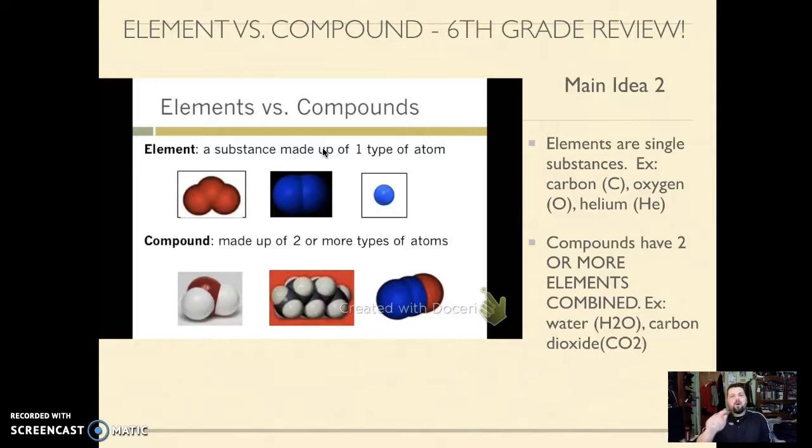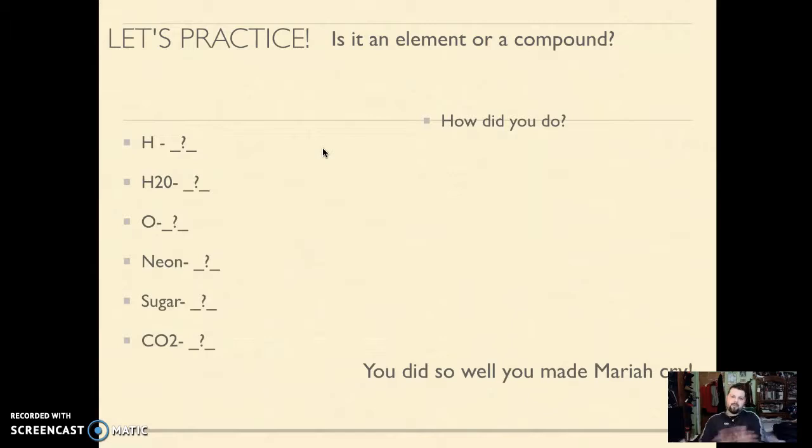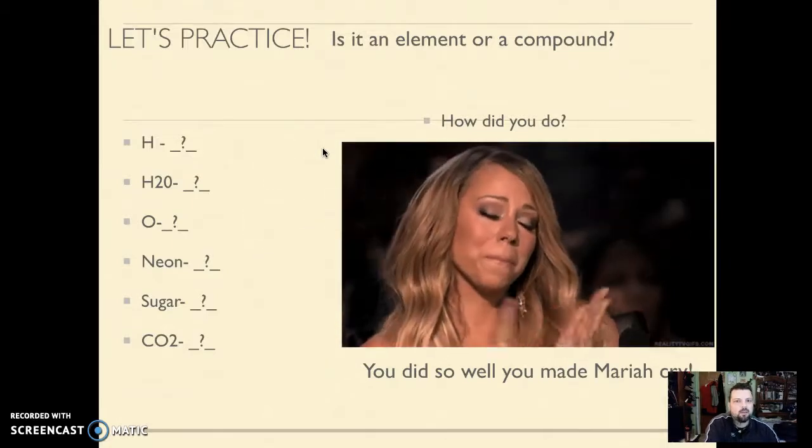Very important difference, kids. Pause and rewind here as you need. Please write down the difference in your notes. We must know this difference. So let's practice real quick. If you can do this, you're set. Ready? H. What do you think? Element or compound?